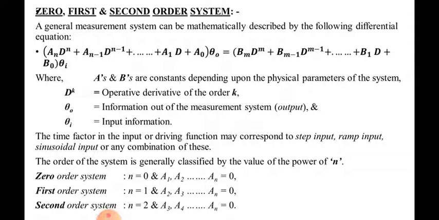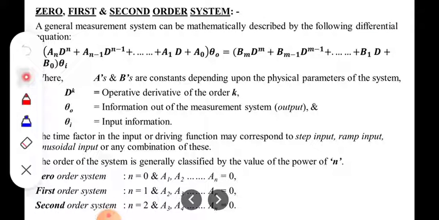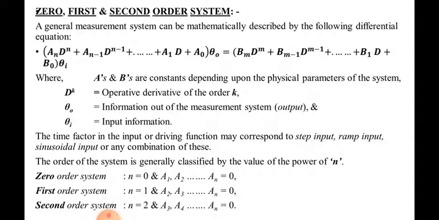So this is the generalized equation for deriving the relation for zero order, first order, and second order systems. For zero order, n equals 0; for first order, n equals 1; for second order, n equals 2. By using this relation we can find the derived form of the zero order, first order, and second order systems.